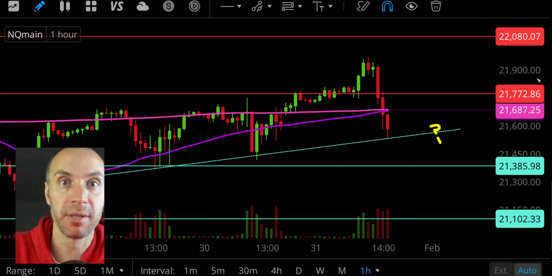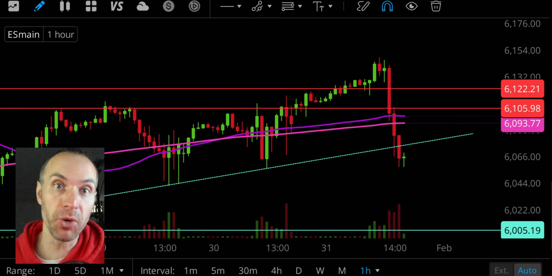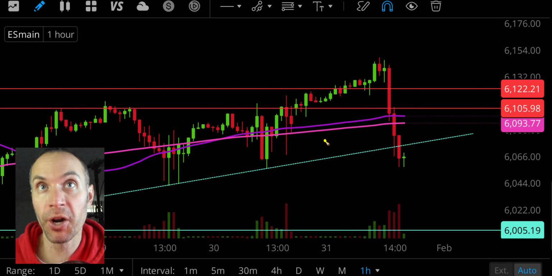Next one here, we are looking at the ES, and going back to the trend line that we talked about on NQ, how that one actually bounced. Not so here with the ES. The price came down here and has broken through that level.